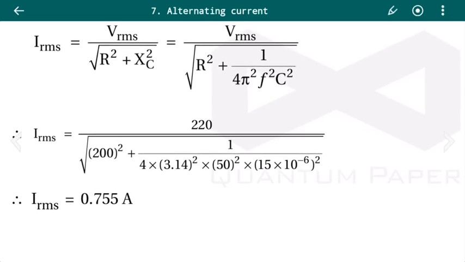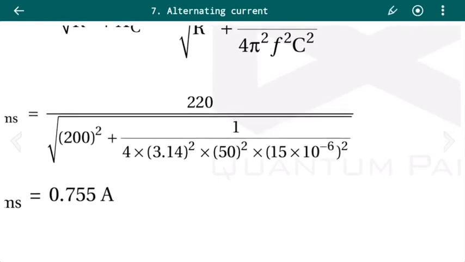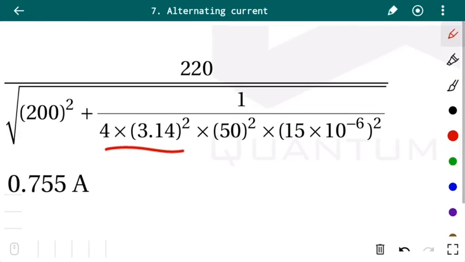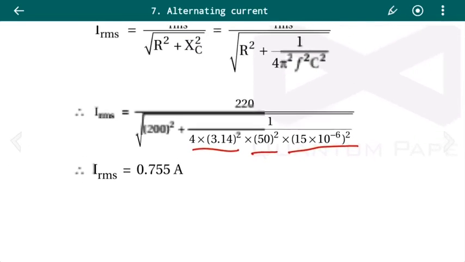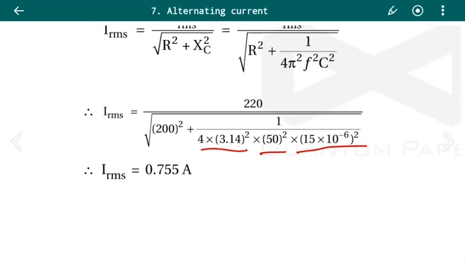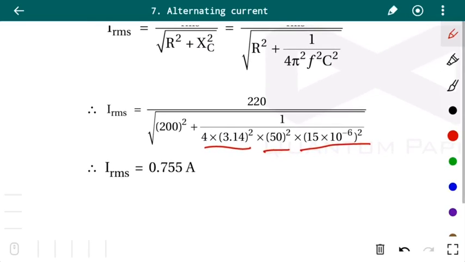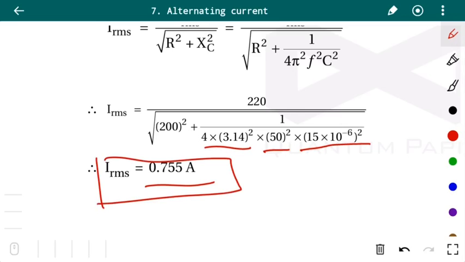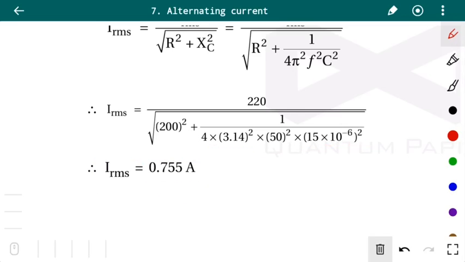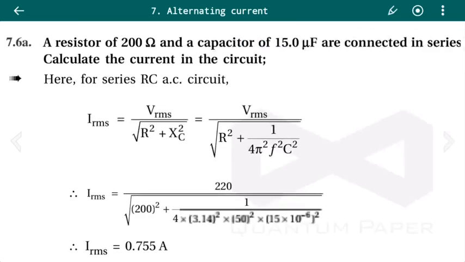We get 220 upon under root 200 square plus 1 upon 4 into 3.14 square into 50 square into 15 into 10 raised to minus 6 whole square. So when we calculate this, we get the value as 0.755 ampere. So the RMS value of the current is 0.755 ampere. So students, you may note down this numerical.